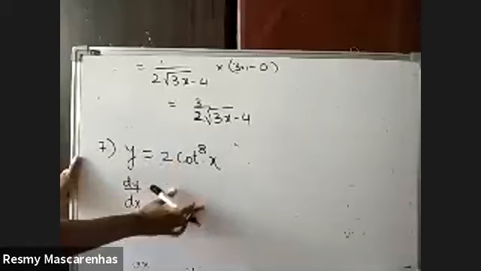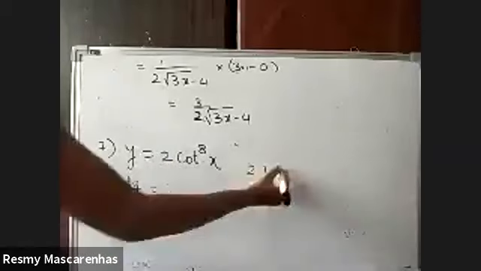Only if it was single, like 2 plus something, then the derivative would be 0. Only if it is a single. There's a difference between constant and coefficient. This is called a coefficient because it is attached to this. Only if it is single, then it is called a constant. Okay, so 2 write as it is.